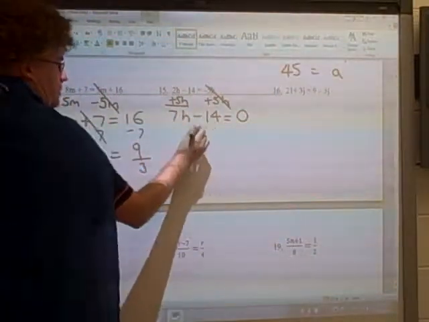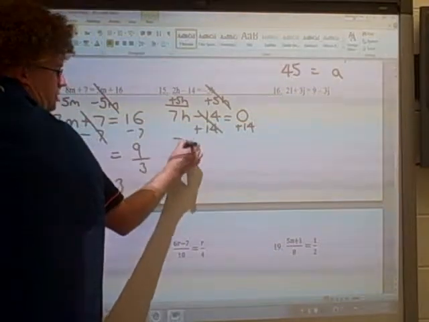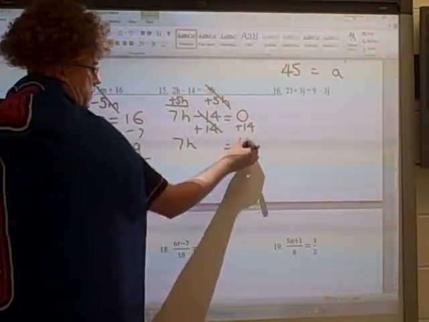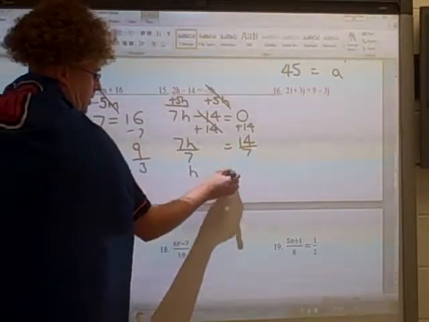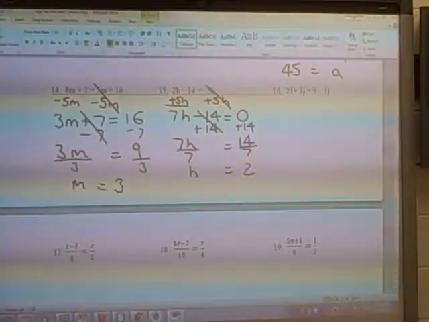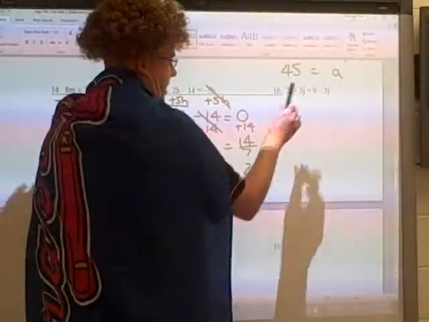So I'm going to bring the negative 14 to the other side by adding 14 to both sides. That cancels to here. 0 plus 14 is 14. Divide both sides by 7. h will equal 2.